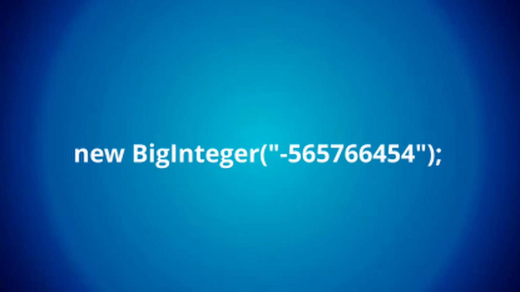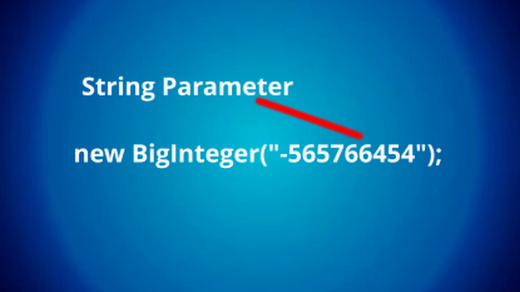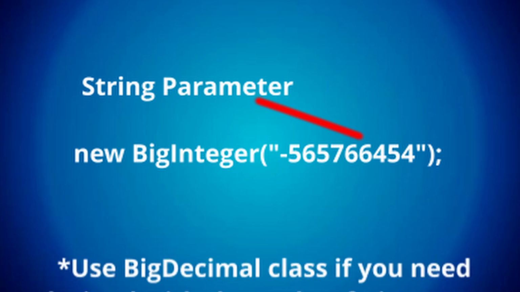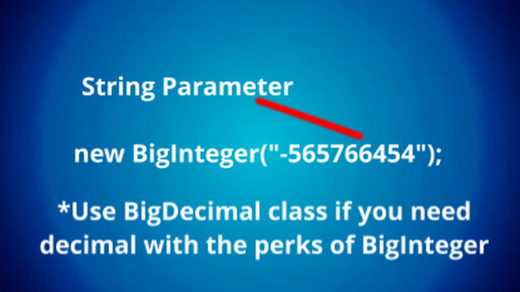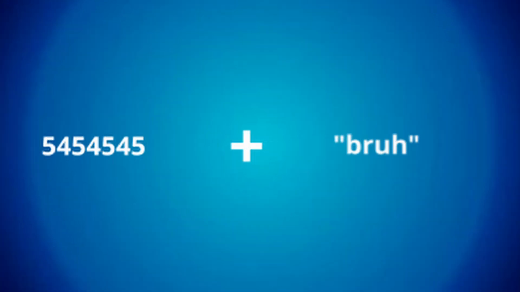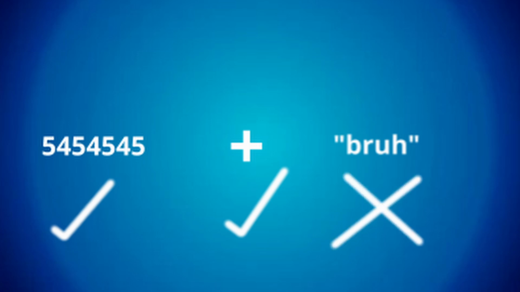BigInt accepts a string as a parameter, but you can't put any characters into that. You can't put any letters or anything like that. It can only be a number or a plus or minus sign. If you put a letter in there, you will get a NumberFormatException. Hence, it won't work.